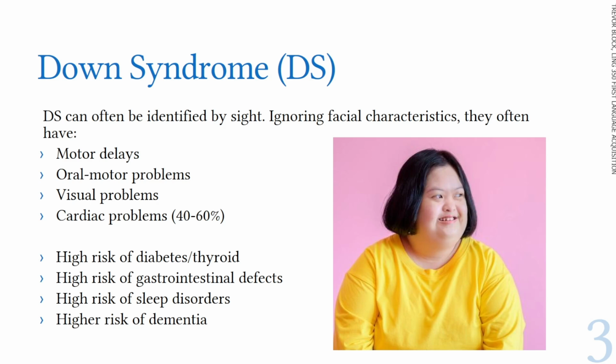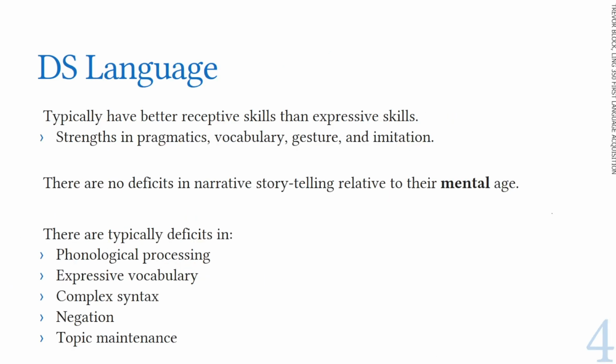Most people with Down syndrome can be identified with sight, but we want to ignore facial characteristics for this. So typical symptoms would be motor delays, oral motor problems, which is going to be a problem for producing speech, visual problems, and then a pretty high rate of comorbidity of cardiac problems. So people with Down syndrome have a lot of high risks like diabetes, gastrointestinal defects, sleep disorders, and dementia. Okay. So besides language, there are a lot of issues that can arise, unfortunately, for people with Down syndrome.